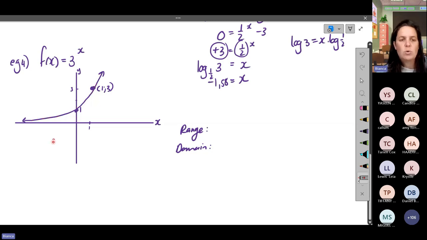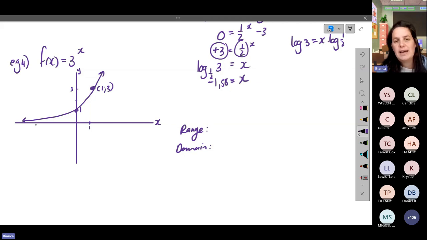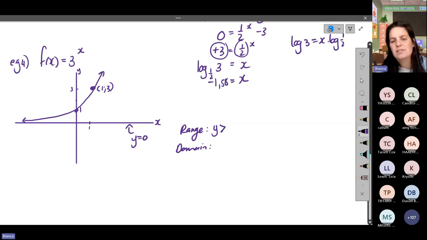If I had to ask you what's the y coordinate at this point, the graph doesn't exist there. The graph only exists up here. So when it asks for range, I'm asking you what are all the possible y coordinates. You can see it goes all the way down and all the way up there, but it doesn't go down here. So the y coordinates are all of these, but how do we even write that? This asymptote, the equation of that asymptote is y equals 0. So this range is everything above 0.